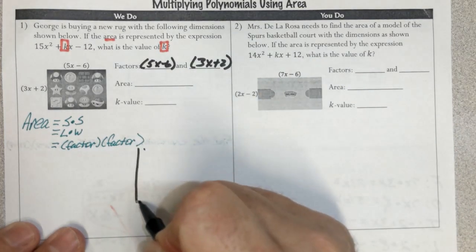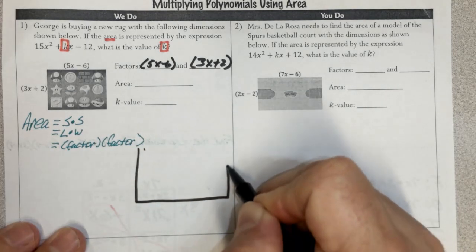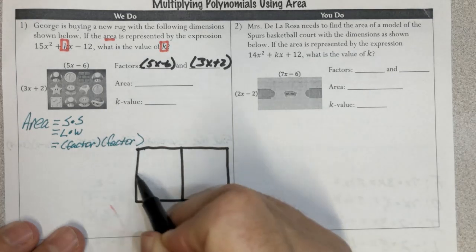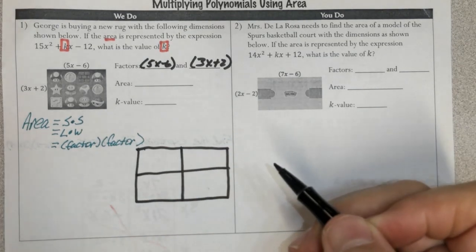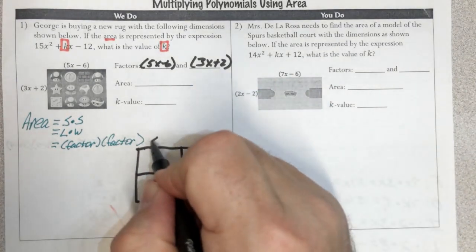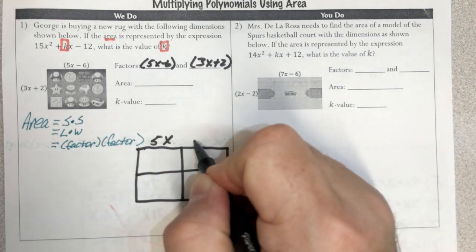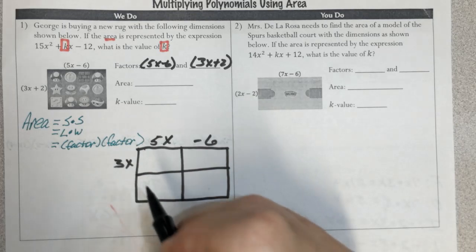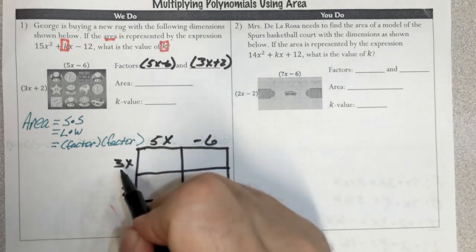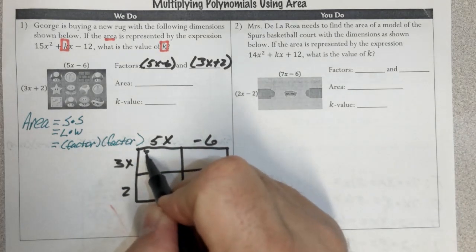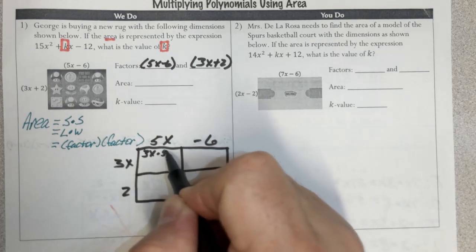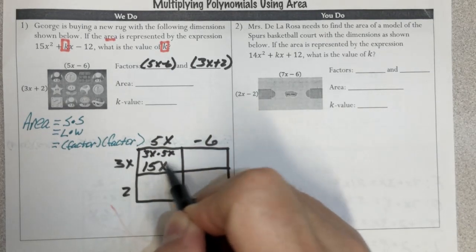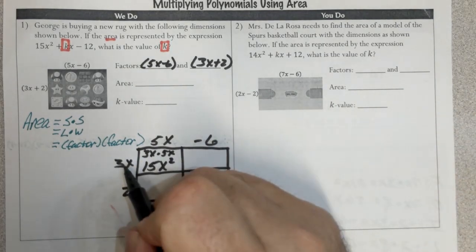Okay, so go ahead and make you a box. Make sure you make it kind of big so you have plenty of room to write. Okay. So we're going to go 5x and minus 6, and then 3x and 2. So again, 3x times 5x. 3 times 5 is 15. X times x is x squared.